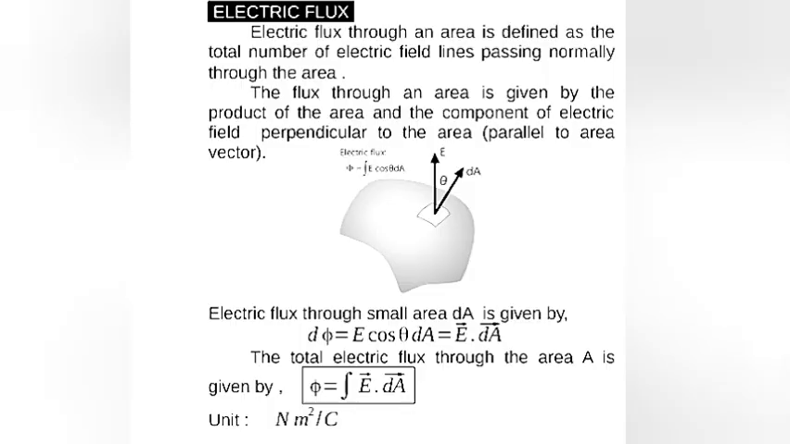Electric flux. Electric flux through an area is defined as the total number of electric field lines passing normally through the area. The flux through an area is given by the product of the area and the component of electric field perpendicular to the area, parallel to the area vector. Electric flux through a small area dA is given by, and the total electric flux through the area A is given by, unit: newton meter square divided by coulomb.